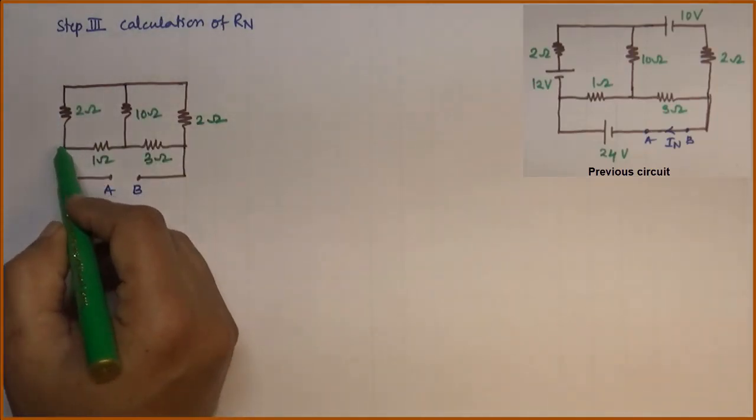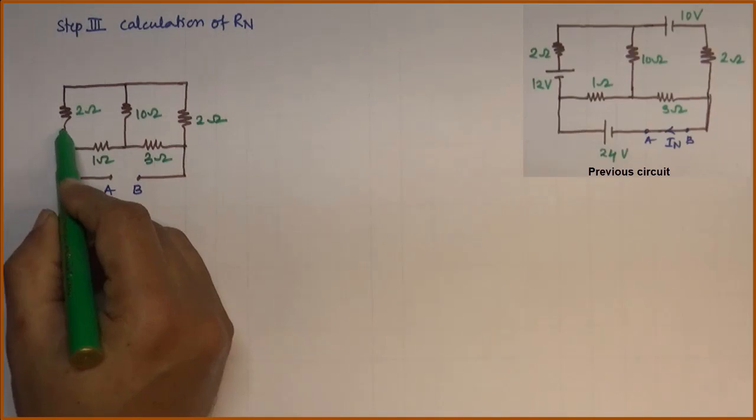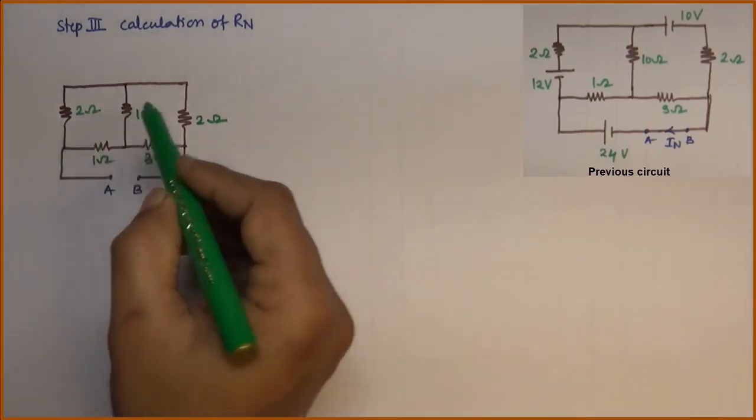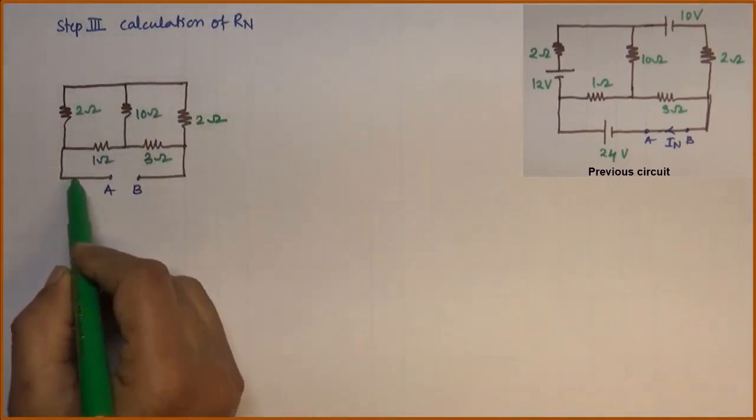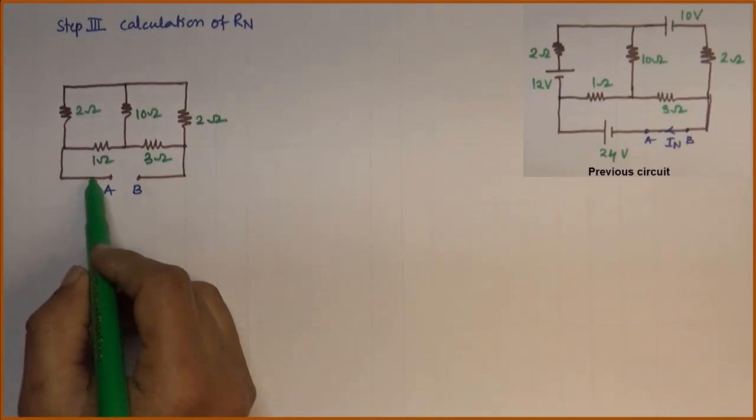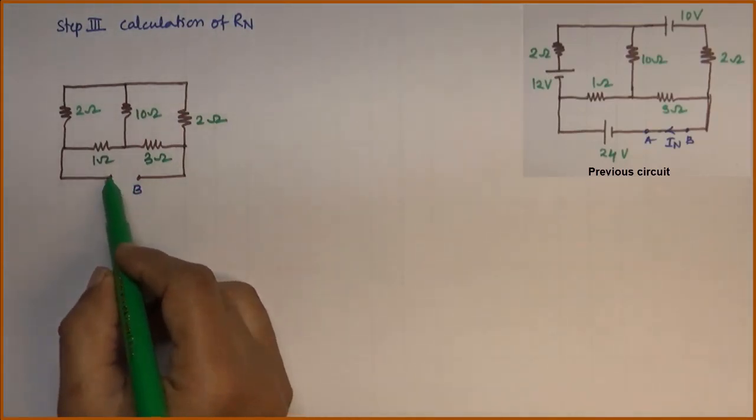Here there was a current source, and we have replaced it by an open circuit. Here there was a voltage source of 10 volt, we have replaced it by short circuit. Here it was a supply or voltage source of 24 volt, we have replaced by short circuit.